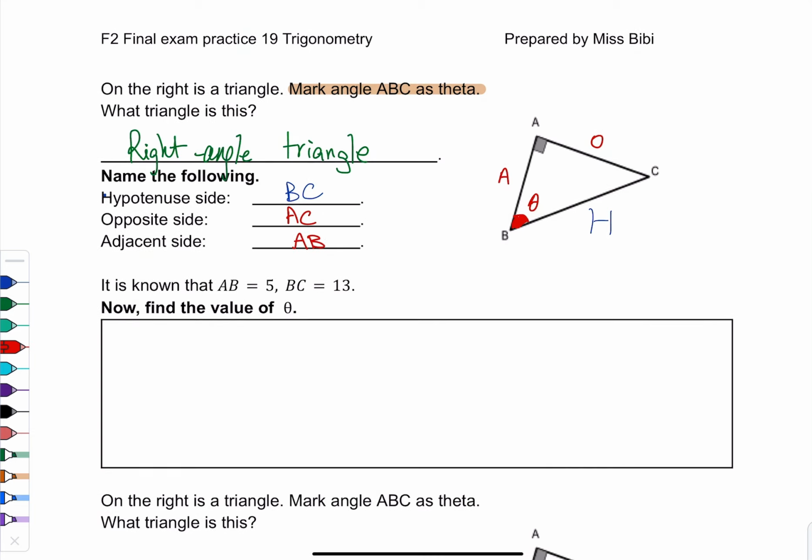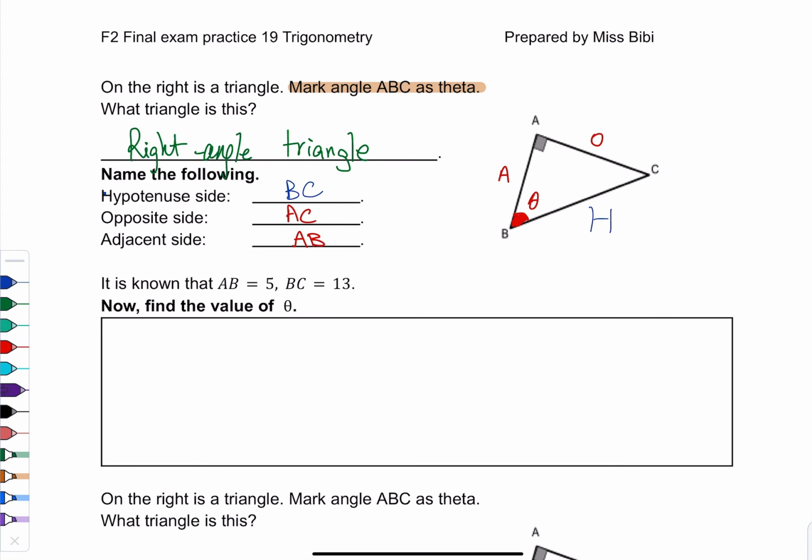And then what information are we given this time? We are given that AB is 5. We are given that BC is 13. We don't have the opposite side, so we can't use that, right? What can I use then? I have the A, I have the H. Which one is A and H?